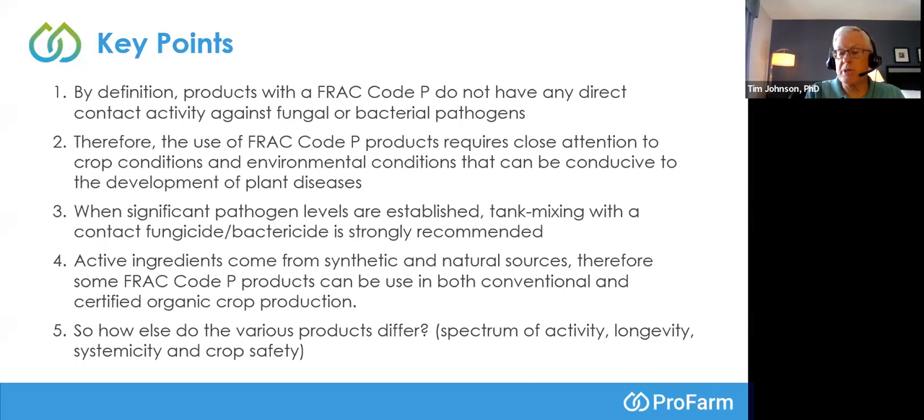If significant pathogen levels have already become established, well, then tank mixing with a contact or systemic fungicide or bactericide is strongly recommended. Now, it's interesting that these active ingredients can come from both synthetic and natural sources. Some of the products that come from natural sources can also be used in both conventional and certified organic production, whereas the synthetic materials are limited to conventional only. So again, a lot of similarity there, but we're going to talk a lot about differences in terms of spectrum of activity, longevity, crop safety, et cetera.